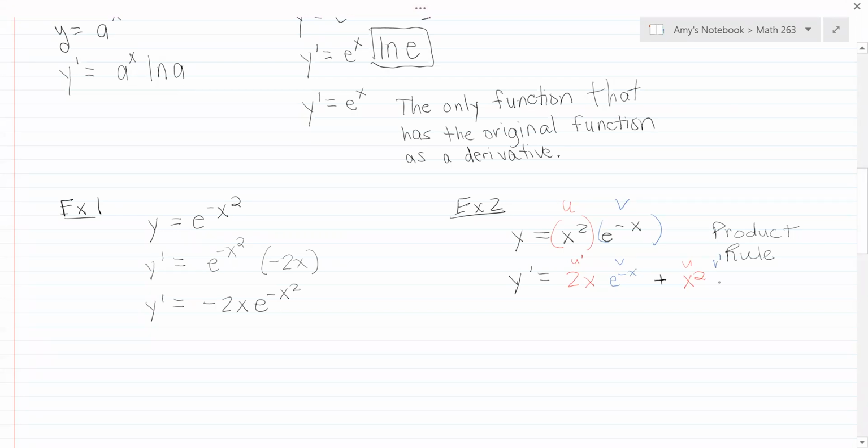The derivative of e to the negative x is e to the negative x, and then the derivative of negative x is negative 1. So this becomes 2x e to the negative x. Negative 1 times all of this would be negative x squared e to the negative x. If you wanted to simplify further, you can take out a greatest common factor. We could take out an x and an e to the negative x, which leaves me 2 minus x on the inside.